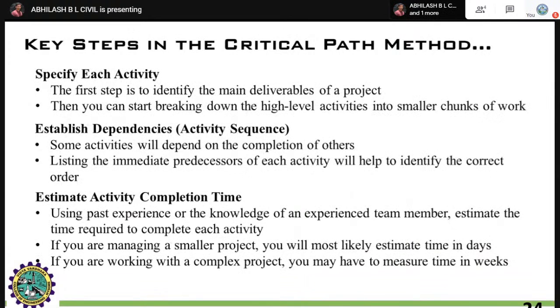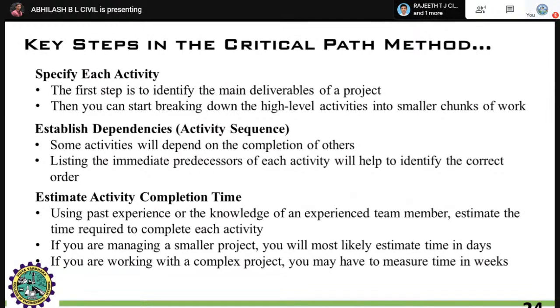Next, some of the steps you have to identify in this critical path method. Specify each activity. The first step is to identify the main deliverables of a particular project. Then you can start breaking down the high level activities into smaller chunks of work. This is how we have to divide each and every specific activity.